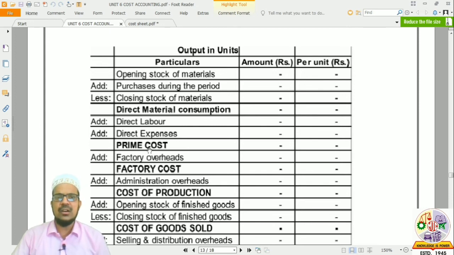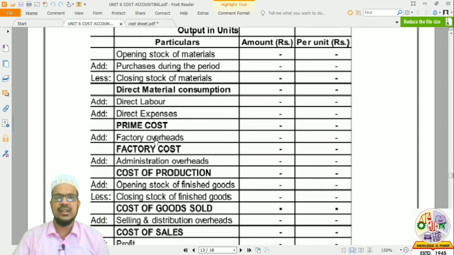When we add other factory overheads like rent for the factory or power and fuel expenses, etc., such factory overheads, when we add these factory overheads to the prime cost, we get the factory cost of the product. Factory cost is the cost which includes production expenses as well as expenses directly related to the factory. Now, this is not a final cost of the product.